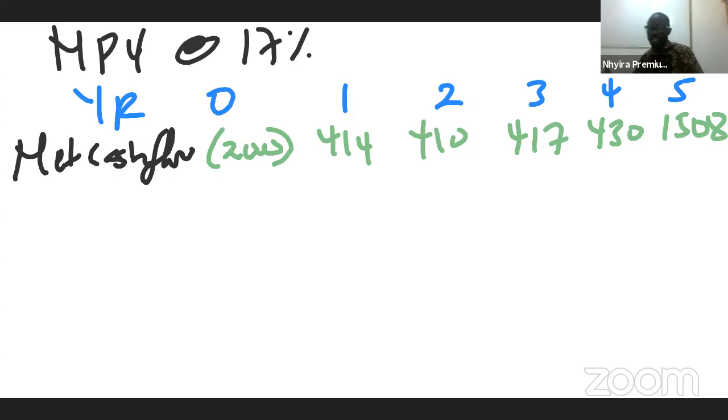Remember I said, if you do the first one and the NPV is positive, it means that the rate is very low, hence you increase the rate. But if you do the first one and it is negative, it means the rate is too high. So the next one, you reduce the rate.